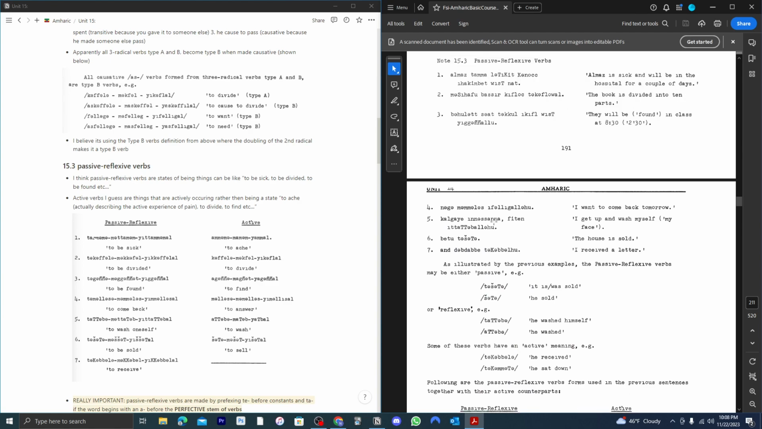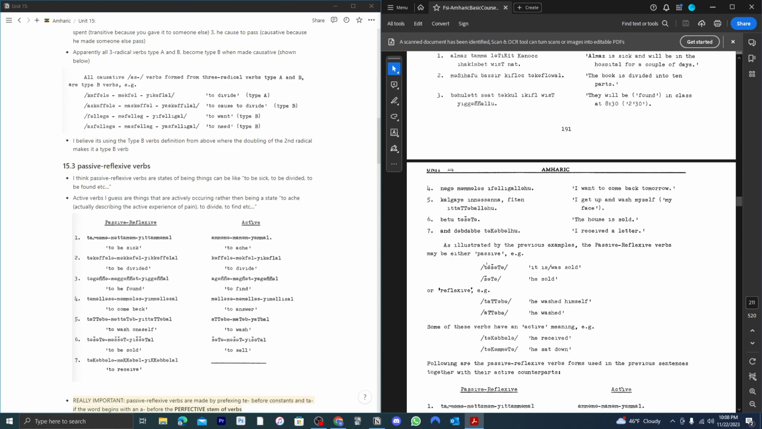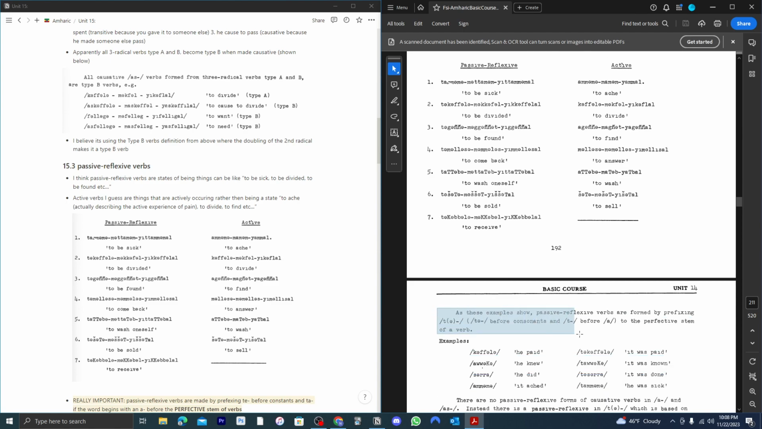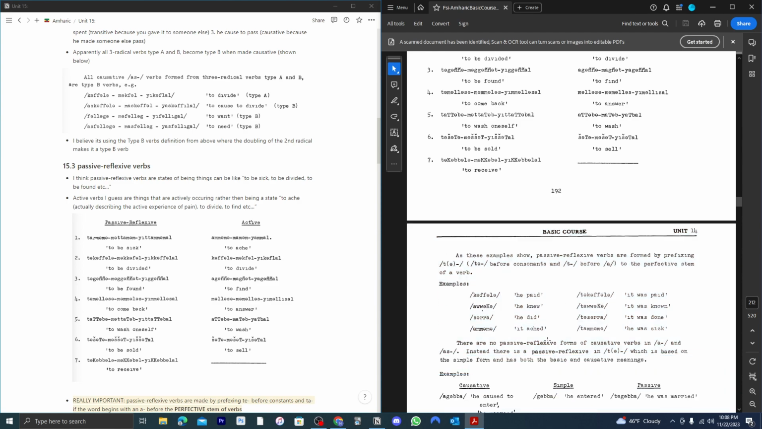I think the first thing it tries to tell you is that it's done by adding a te and a t before a to the perfective stem of verbs. So kafala is he paid, tekafala is it was paid, awaka is he knew, tawaka is it was known, sara is he did, tesara it was done. Nice, simple system, works really well in my opinion.